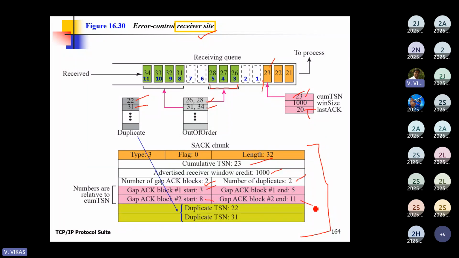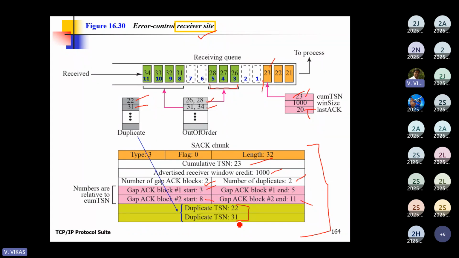Now, when you receive this, the sender will see that the receiver has received data till 23. Then by looking at the gap acknowledgement blocks, it will consider that the gap is starting at 24. You are saying the gap acknowledgement block is starting at 3, which means I did not receive 1 and 2. That means 24 and 25 the receiver has not received. Like that, the sender will come to know by looking at this offset address. We are also providing the details of the duplicate TSN numbers. I have received 22 twice, 31 twice.